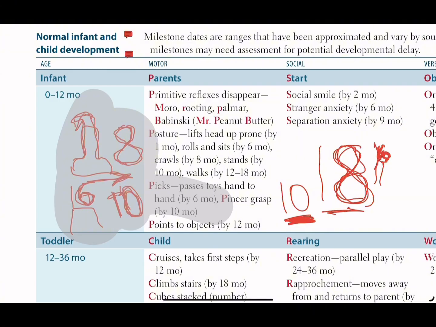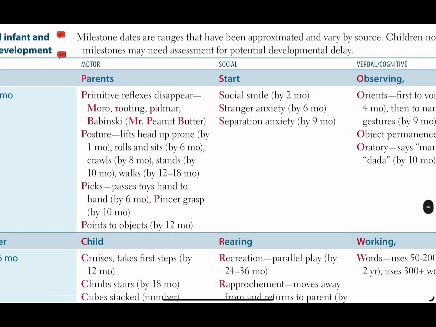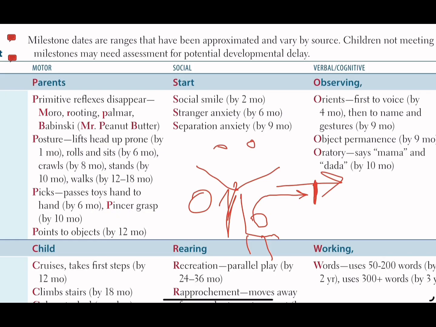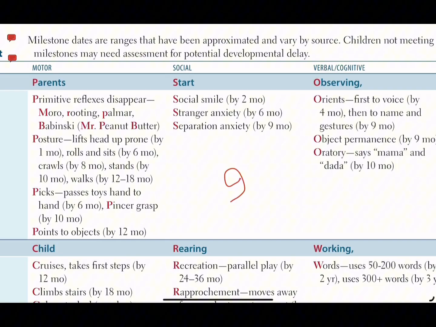Okay. Now let's go to the start. We can start observing. Start, the S has 3 things. S is for the social smile. Social smile by 2. 1, 2 lines gives you a smile. Stranger anxiety by 6. We said 6 is sits and passes, and pushes away strangers. Sits in the chair, passes toys hand to hand, and pushes away the stranger, anxiety. Let's say the stranger is here, so they go this way. And separation anxiety. I remember it like 69 is like an anxiety. So 9 is separation and 6 is for the stranger.